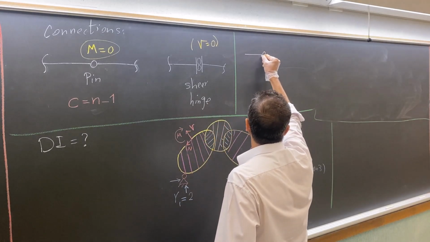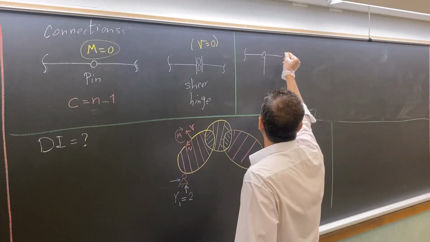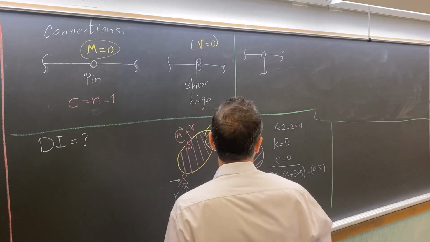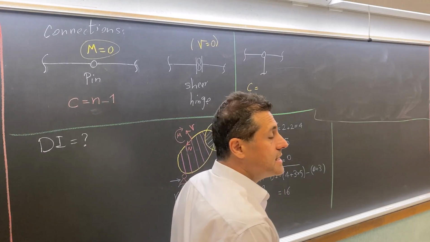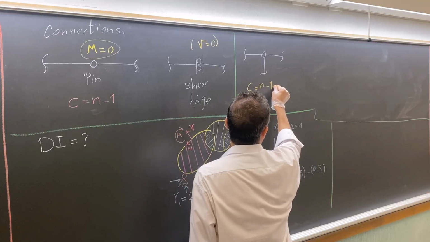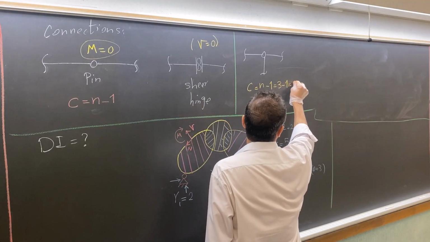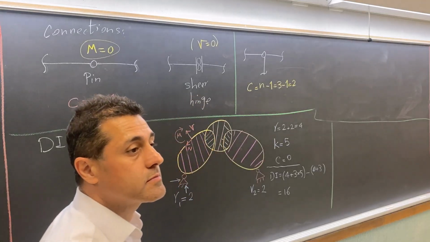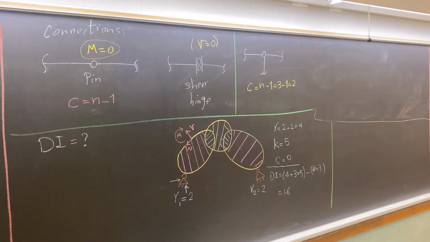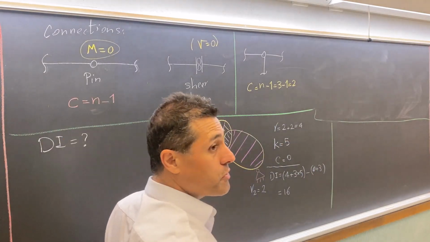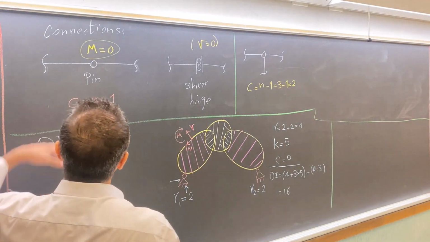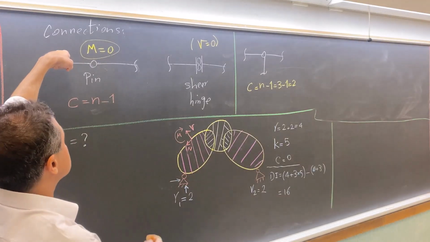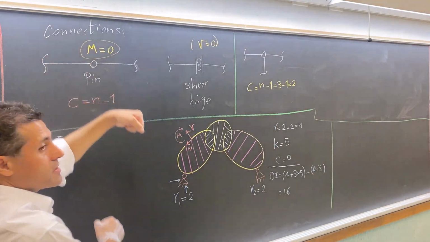We have an internal hinge. This is part of the structure, but I'm looking for C. C is n minus 1. We have 3 members connected to this, so it's 2. But try to understand what we are doing. I know you can just use the formula, of course, in the exam. But basically here I hold one of the elements, and for another element, I have one equation.